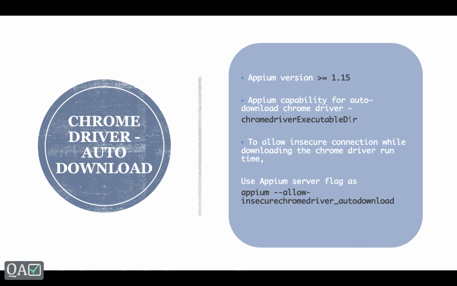So one problem with this one is that you have to allow the insecure connection. Okay, so for this you have to use this Appium server flag. So this is your capability. Once you have set this capability, you have to use it in the Appium server's flag actually. Let me show you how you can deal with that.